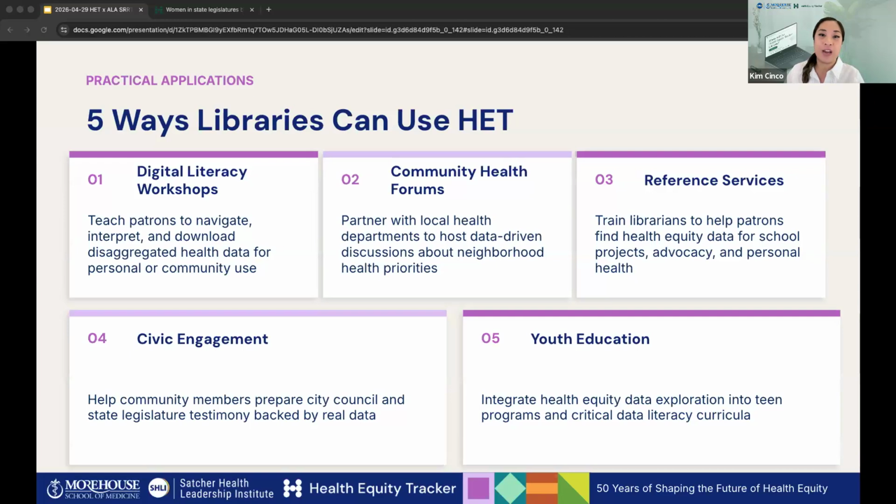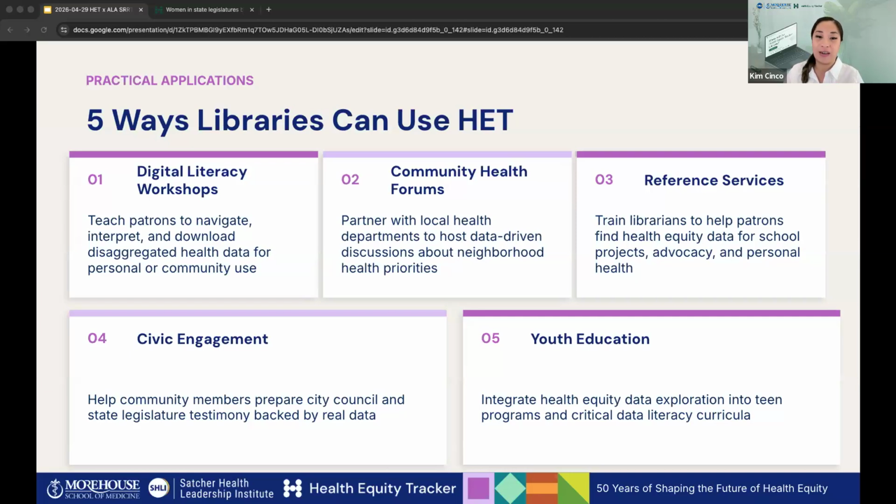Reference services. Train librarians to help patrons find and interpret health equity data for school projects, advocacy work, or personal health questions. This is a reference skill, and it's one that will matter more as health data becomes more central to civic life. Civic engagement. Help community members use data to prepare testimony for city councils, school boards, state legislatures. This is one of the highest leverage things a library can do. You're not just providing information, you're helping someone show up to a policy conversation with evidence.